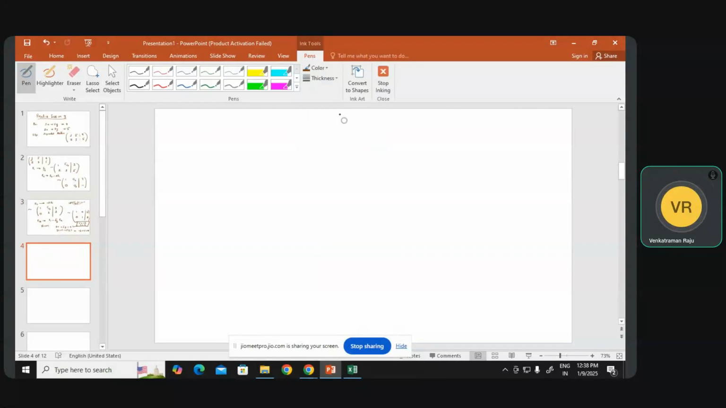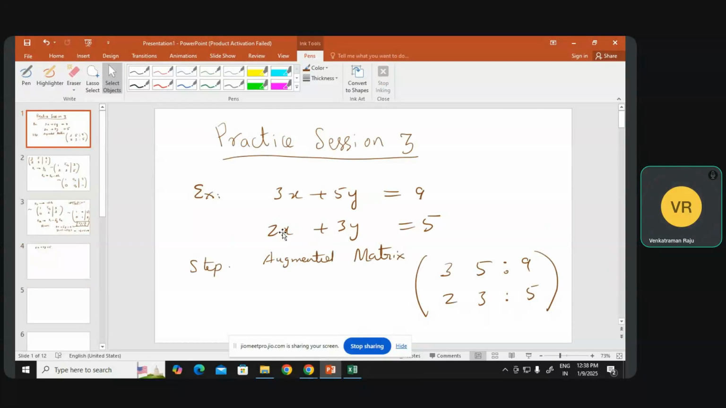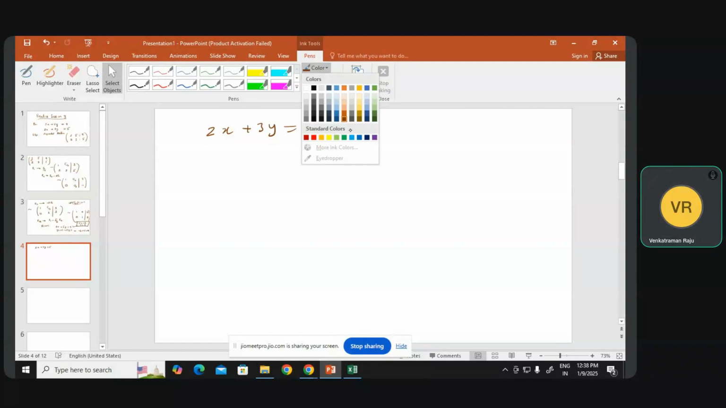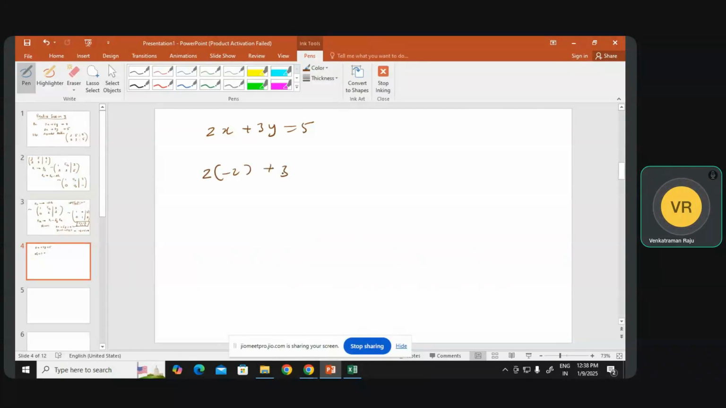Let's also try to check the second verification. By the way, the exam verification is not required, but I'm just saying, the second equation was 2x plus 3y equal to 5, right? So let me verify this also. 2 times minus 2 plus 3 times 3 equals minus 4 plus 9 equals 5. Yes, we have verified. Okay, so verification successful.